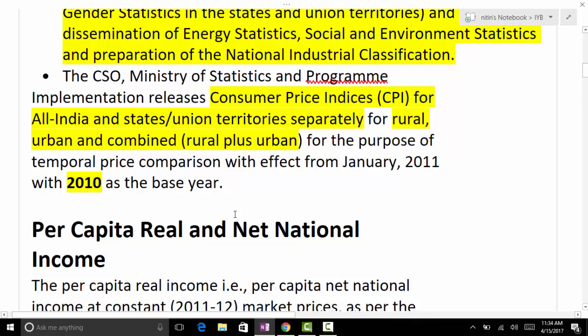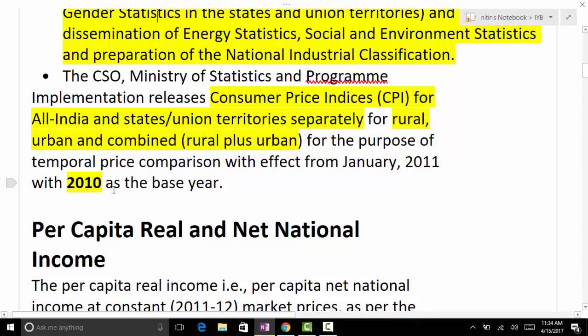It says CSO releases CPI for all India and for states and UTs, separately for rural, urban, and combined. So in three different indices it brings out CPI, separately for urban, then rural, and then finally combined as well. Another important thing, the base year has been changed.